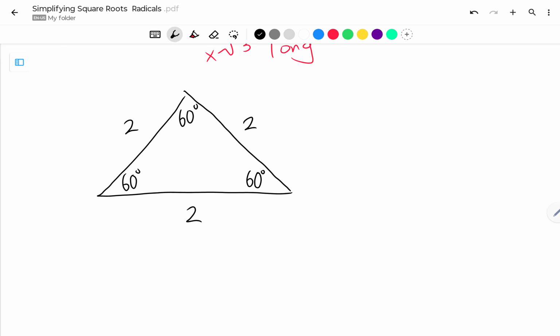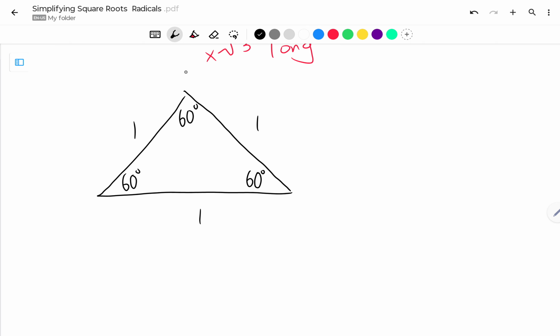Should I do 1? I'm thinking, should I do 1? Okay, let's just do 1. Let's make all the sides equal to 1. It doesn't matter. Well, it'll make sense in a bit.